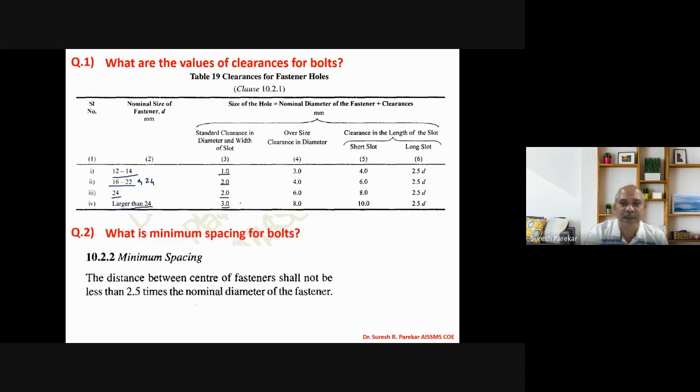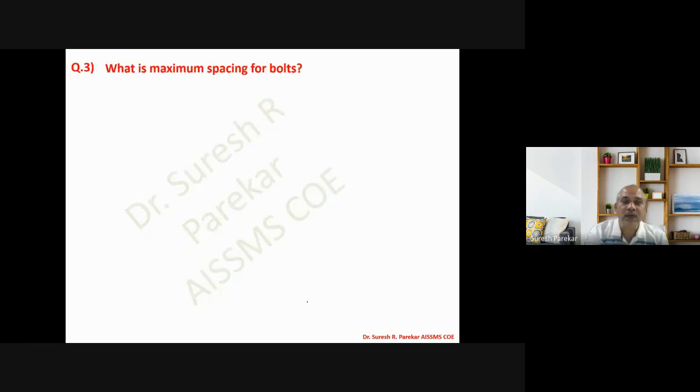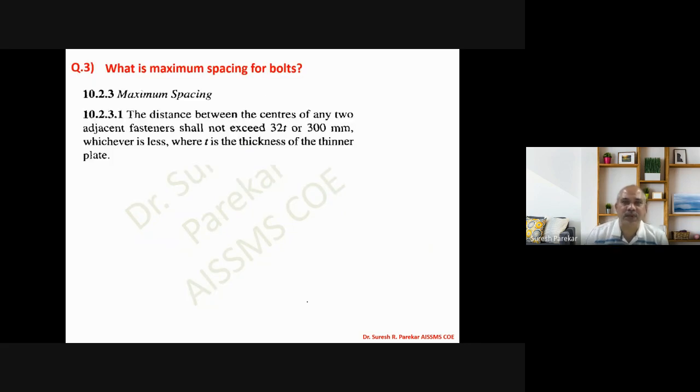What is minimum spacing for bolt? So this is given in 10.2.2, that minimum spacing is 2.5 times the nominal diameter of the fastener, means that is nominal diameter of the bolt. What is the maximum spacing for bolt? So you can see maximum spacing we have 32 T or 300 millimeters, whichever is less.